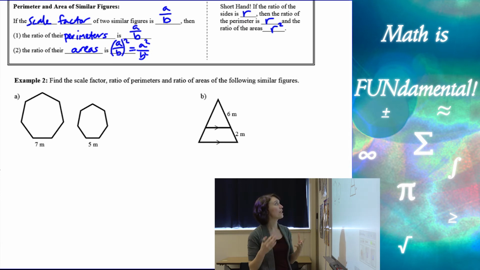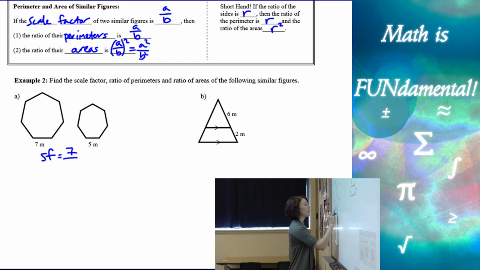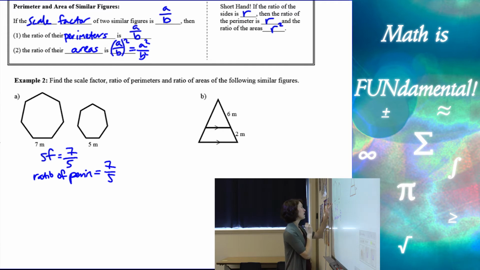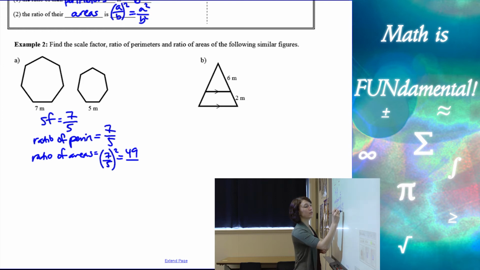Find the scale factor, the ratio of the perimeters, and the ratio of the areas. So it's not actually asking us to find the perimeter or the areas, it's just asking us to find the ratios. So my scale factor here, and it doesn't tell me which one has to go on top or bottom, so it doesn't really matter. So I'm going to go with the first one on top, so I have 7/5. That means the ratio of the perimeters is also going to be 7/5, and the ratio of the areas is going to be 7/5 squared, or 49/25.